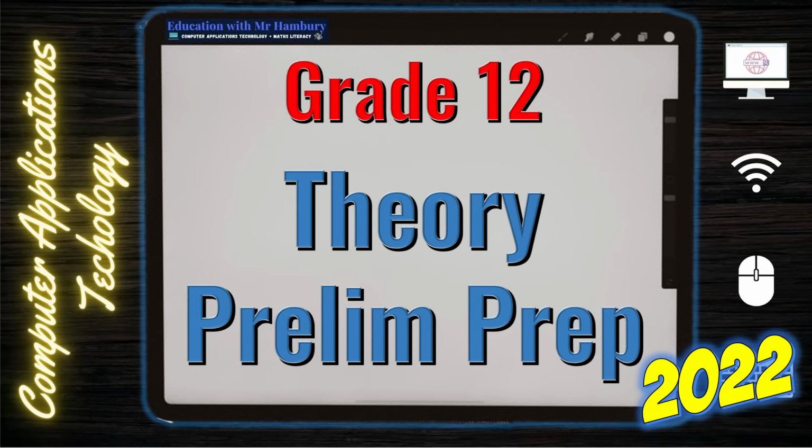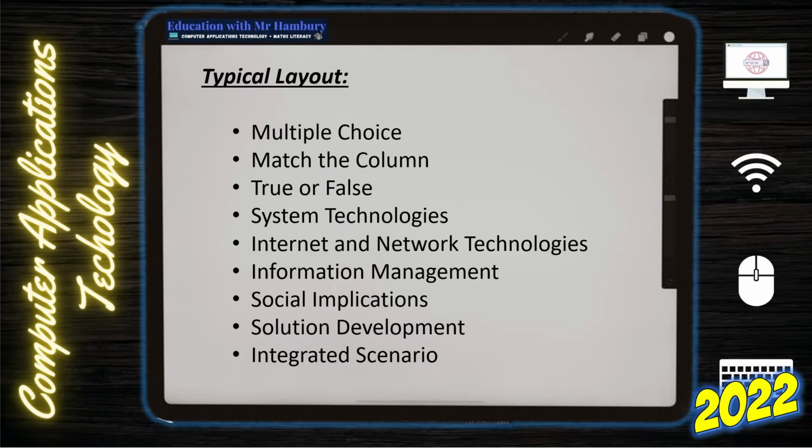So we're going to be looking at the structure of the paper itself. And here you can see the typical layout that makes up around 150 marks. It is multiple choice, match the column, true or false, system technologies, internet and network technologies, information management, social implications, social development, and the big one, the integrated scenario.